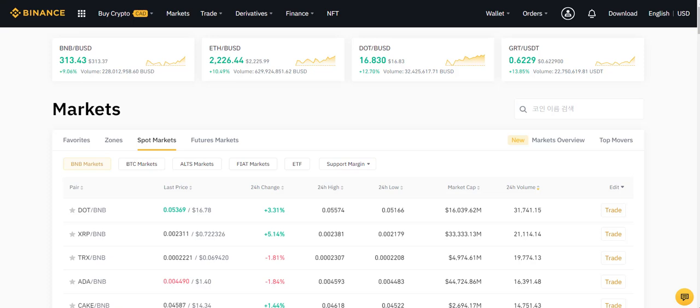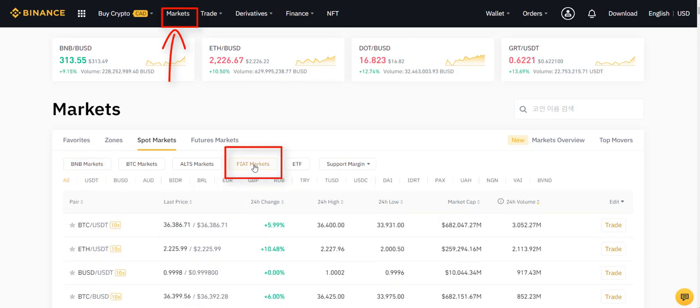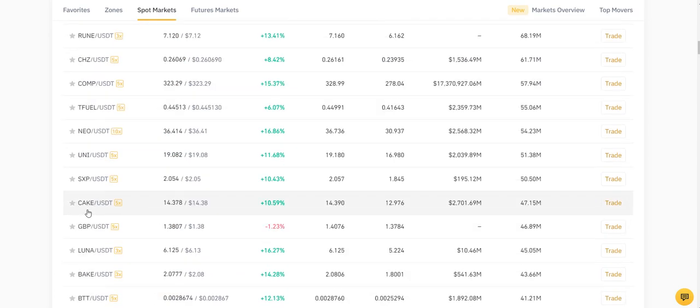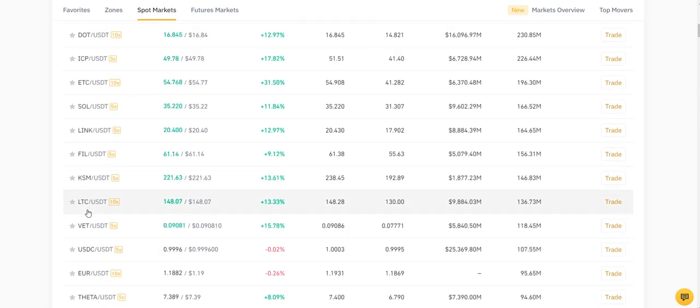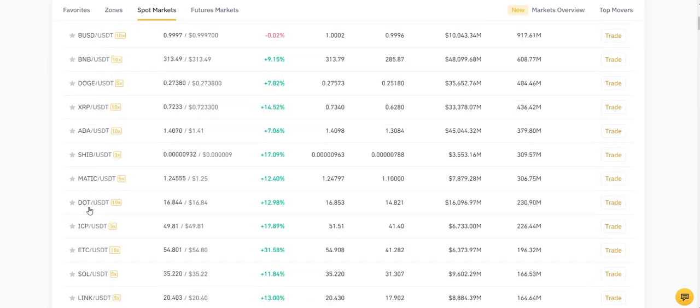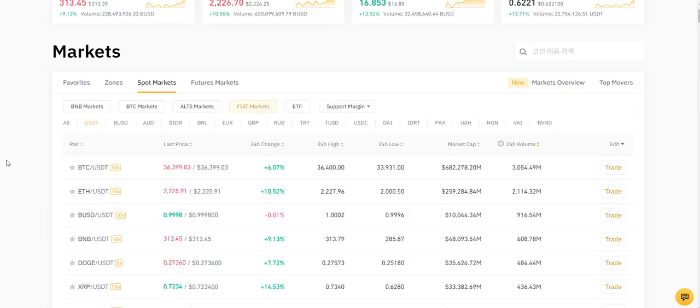Now I just wanted to show you how easy it is to buy coins when you have USDTs. So all you need to do is go in Markets, then click Fiat Markets, select USDT, and from there you have your coins that you could buy. There's a ton of them. I think there's more than 400 of them that you could buy. Okay, so later during this training, I'm going to show you how to spot good opportunities.